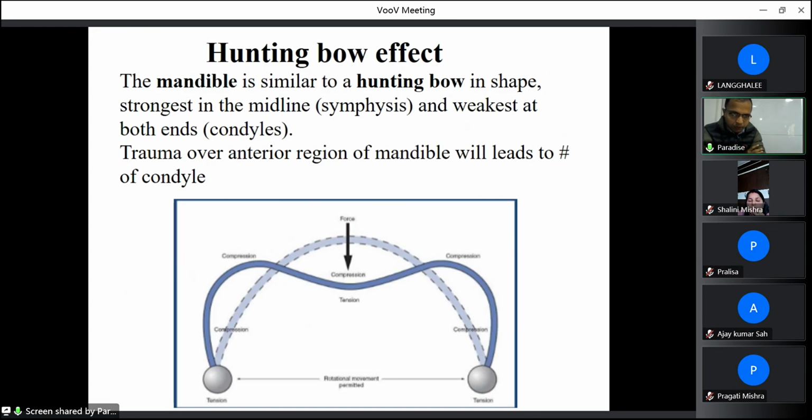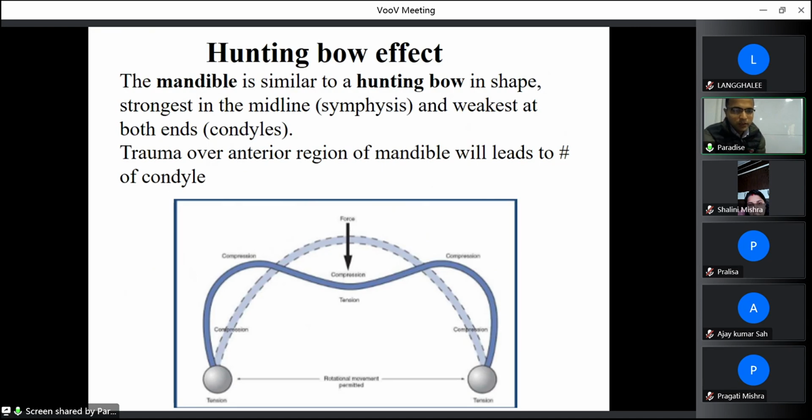Another thing is the hunting bow effect. The mandible is similar to a hunting bow in shape, the strongest in the midline symphysis and weakest at both ends in the condyle. The anatomy is like that. It is thick in the symphysis region and comparatively thin in the condylar neck region. So trauma over the anterior region of the mandible will lead to fracture of the condyle. Its shape is like a hunting bow. That's why it is known as the hunting bow effect.